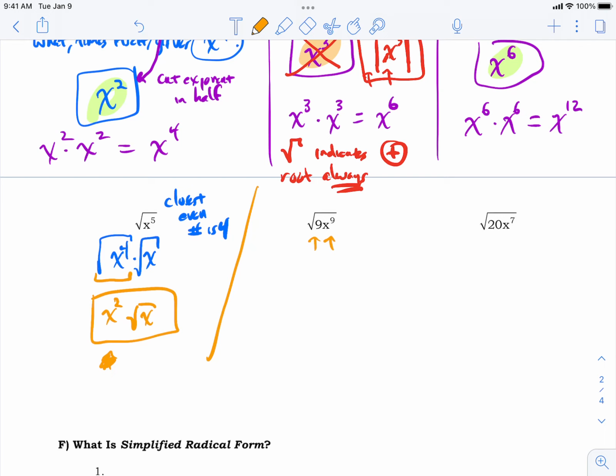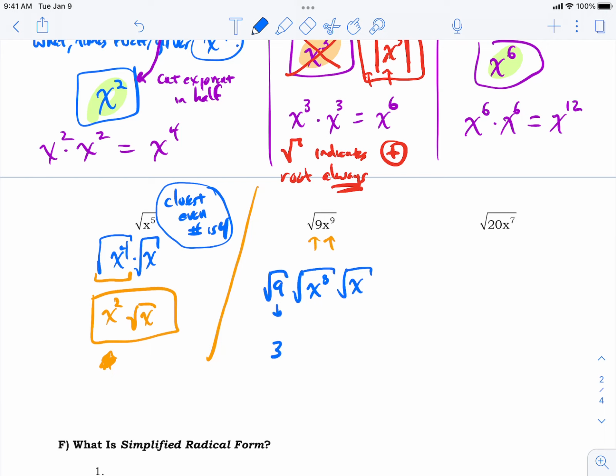Please remember, you do not take the square root of an exponent. You don't say, oh, radical x to the 9th is x cubed. No, you don't take the square root. You do this. The closest even number in this case is an 8. So I take that x to the 9th and I split it into two parts, x to the 8th, x to the 1. Okay.